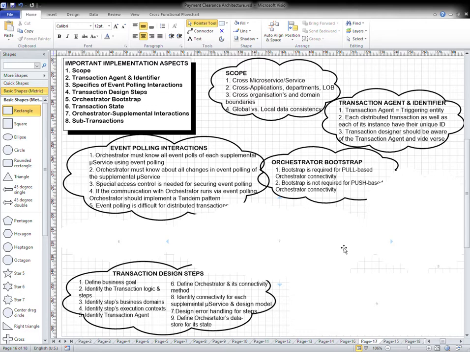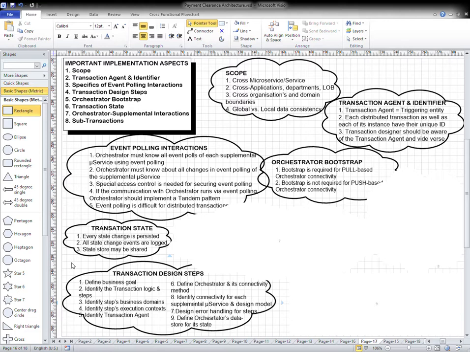Orchestrator bootstrap is actually needed only for the case of pull-based orchestration connectivity, because push-based orchestrator connectivity triggers the orchestrator when it is called or by the event fired for its trigger.